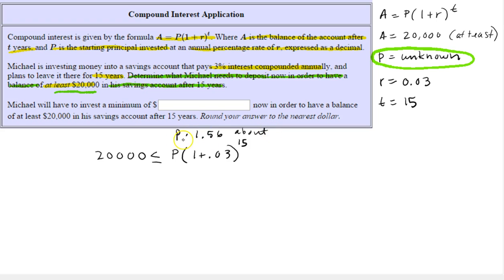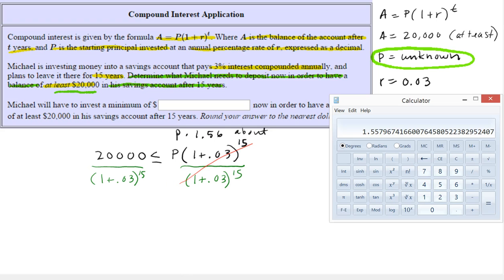So notice if we wanted to isolate P, we would just need to divide by this 1.56, or approximately that value. So we can actually do this in one step by dividing by this entire expression, 1 plus 0.03 to the 15th. We'll divide both sides. Now notice this is an inequality, so we do have to be concerned about dividing by negative numbers. If this number was negative, we'd need to reverse the direction of the sign. But we approximated it on the calculator. We saw it's 1.56, so that's positive. So this will cancel out.